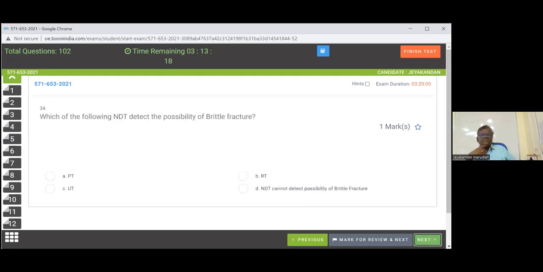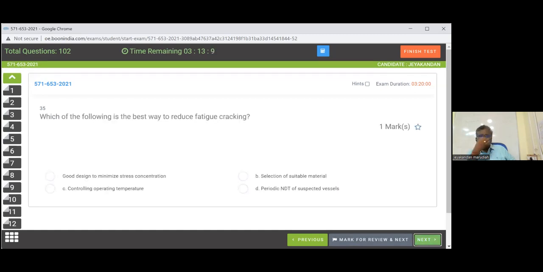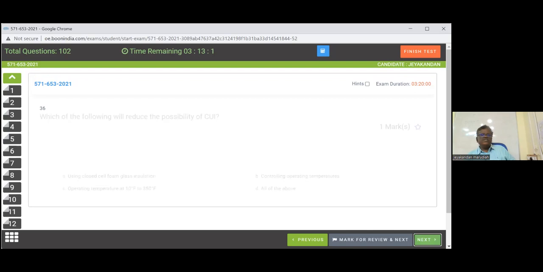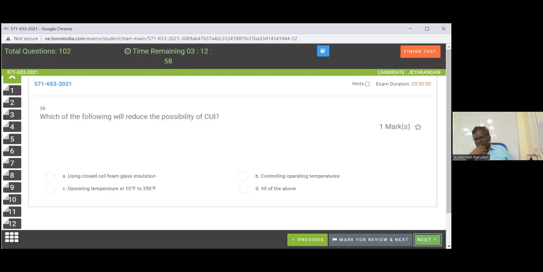The following NDT cannot detect the possibility of brittle fracture. Then, the following is the best way to reduce brittle fracture: good design to minimize stress concentration. So there should be no stress concentration like surface notches. Then the following will reduce the possibility of CUI: closed cell foam glass. We should use a special insulation which will not absorb moisture.